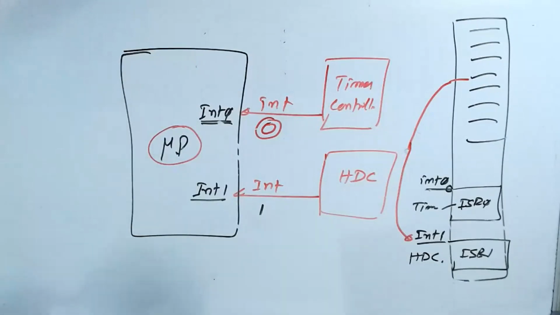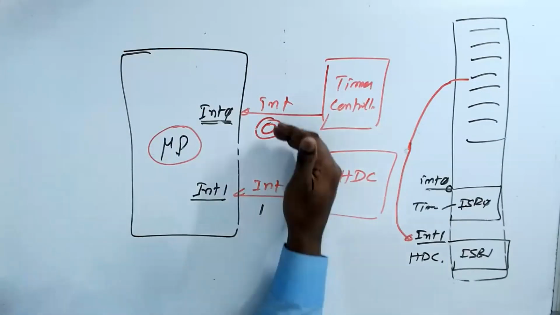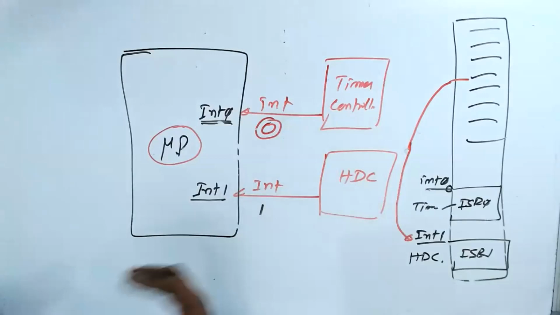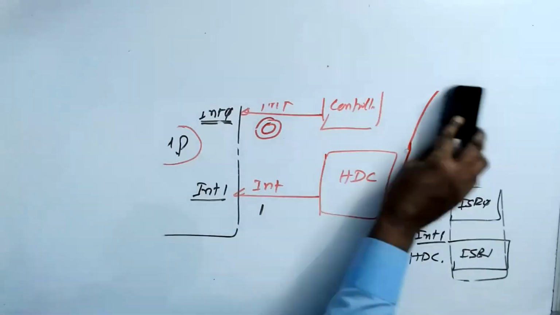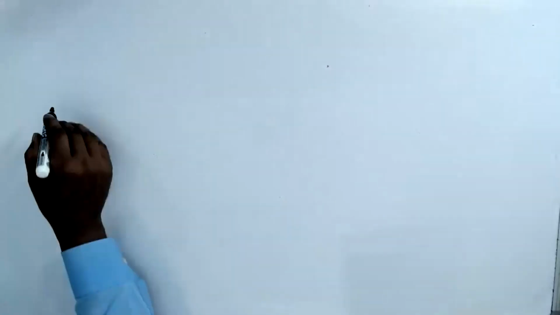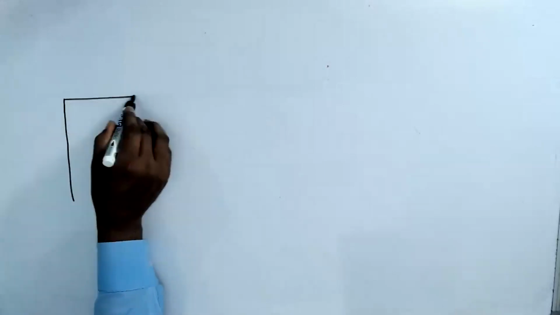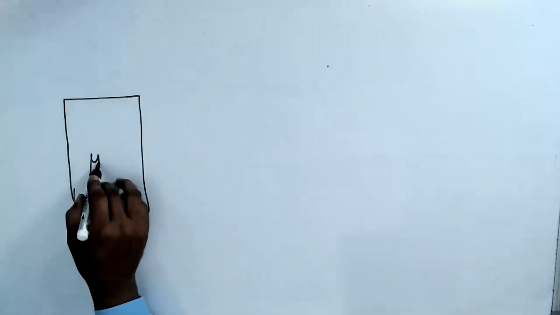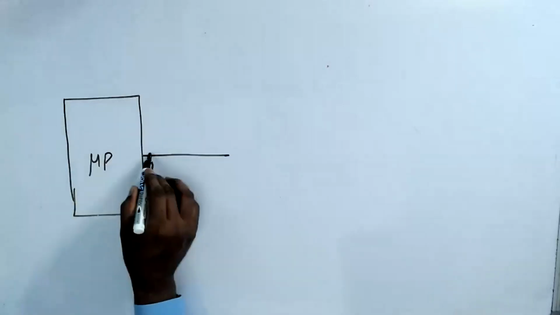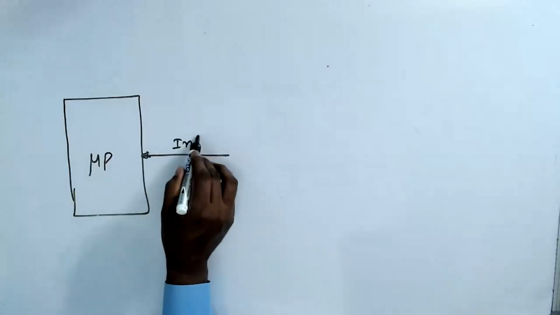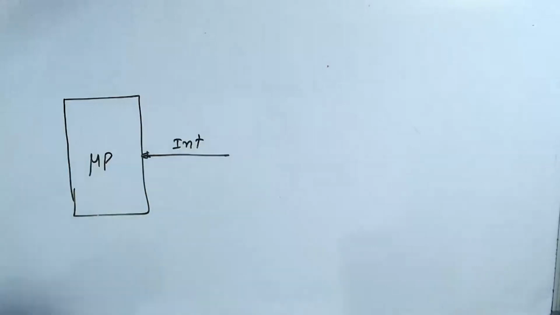Is it clear? Now, the problem was that so many interrupts started coming. So later they handled it this way, and the handling was very nice. I have a microprocessor. The microprocessor has only one interrupt pin. How many interrupt pins? Only one.